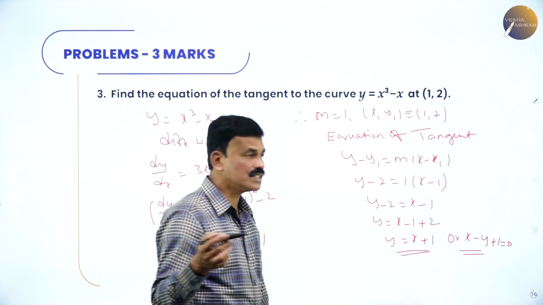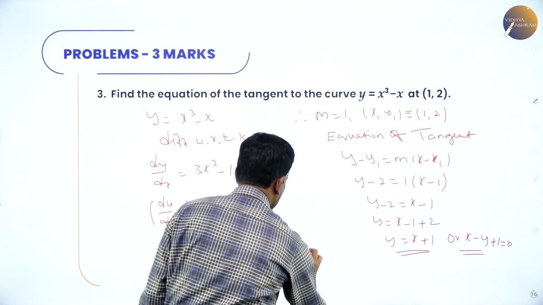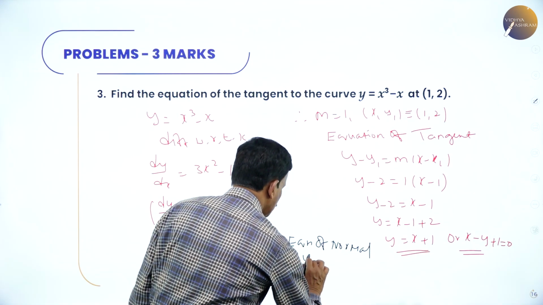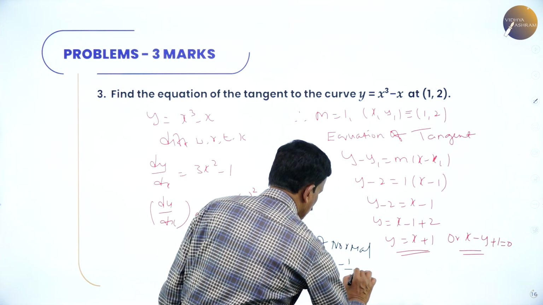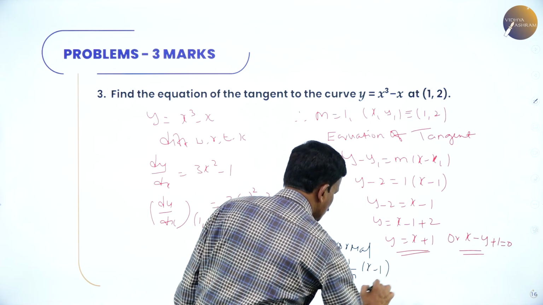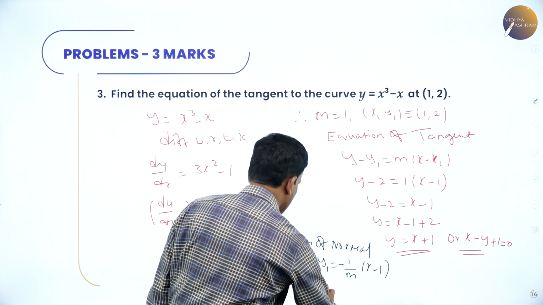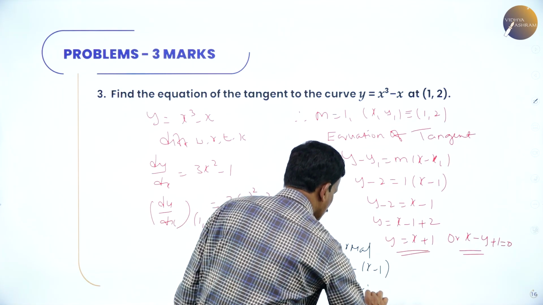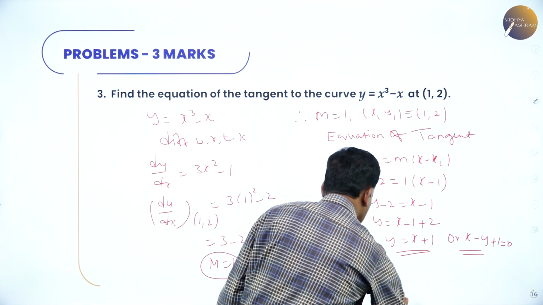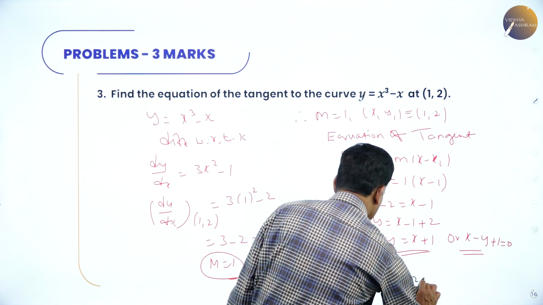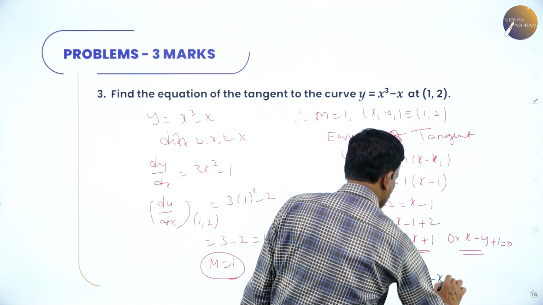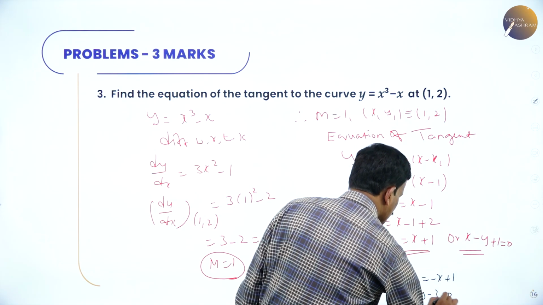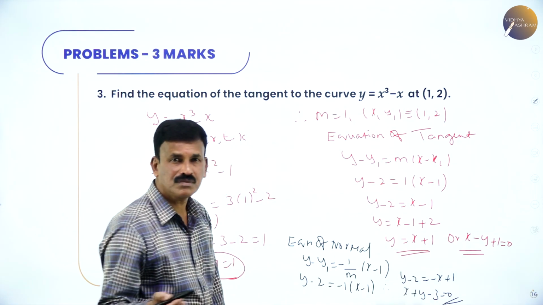Suppose if they ask to find equation of normal, what is the formula? y minus y1 is equal to minus 1 over m into x minus x1. y minus y1 is 2, minus 1 by m is minus 1 into x minus 1. So what happens? Transfer this. Therefore you will get y minus 2 equals minus x plus 1. So x plus y minus 3 is equal to 0 you will get for equation of normal.